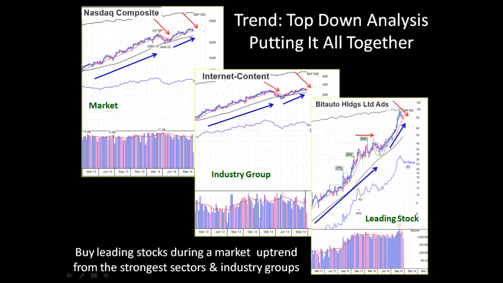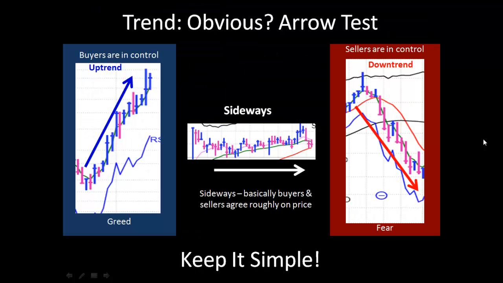You want to put this top-down analysis all together. You start with a strong market, an obvious uptrend, a strong industry group, obvious uptrend, and then zero in on that leading stock, which should also be in an uptrend. You combine these elements and you've greatly increased your probability of success. You want to focus in on leading stocks during a market uptrend from the strongest sectors and the strongest industry groups.